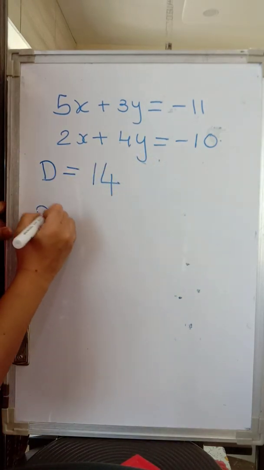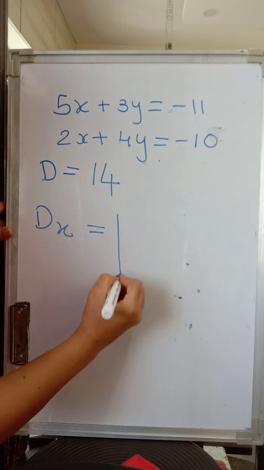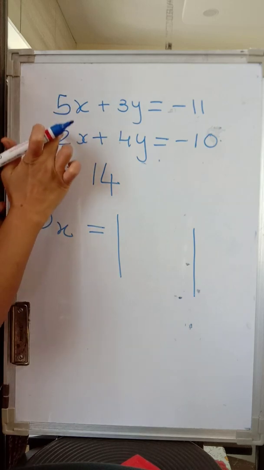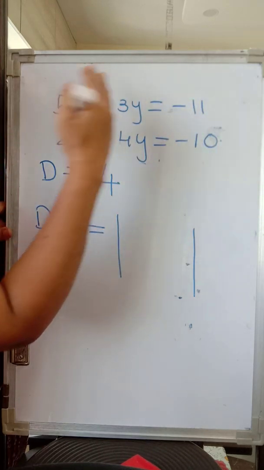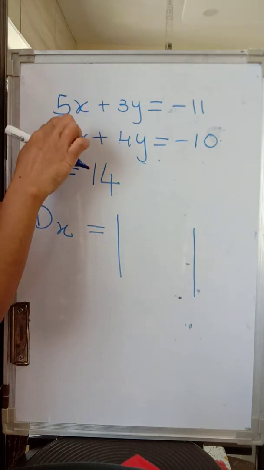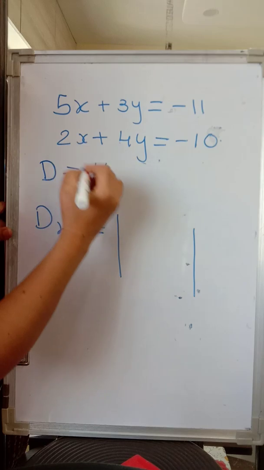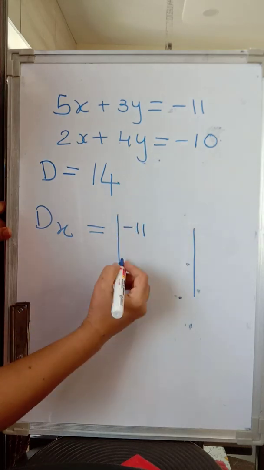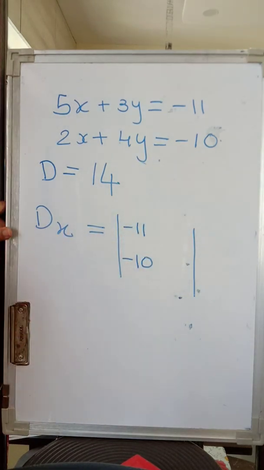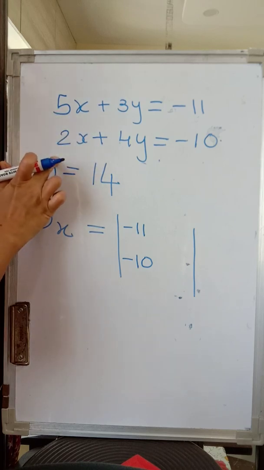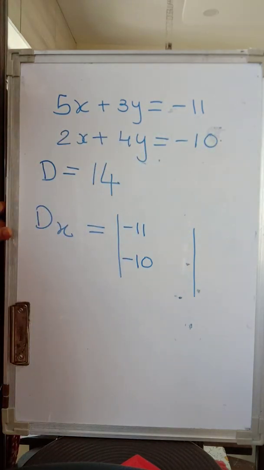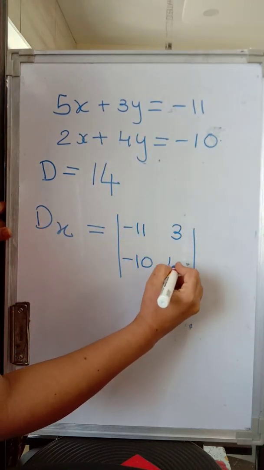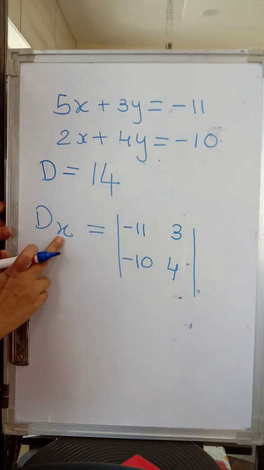Now let us find the dx determinant value. Now listen to me very carefully. While finding dx, we are going to replace the x coefficients by the constants. So for 5, I am going to write minus 11. At the place of x coefficient, I will write minus 11. At the place of 2, I am going to write minus 10. So we have omitted both the x coefficients and they are replaced by constants. And the y coefficients will remain as they are, 3 and 4.